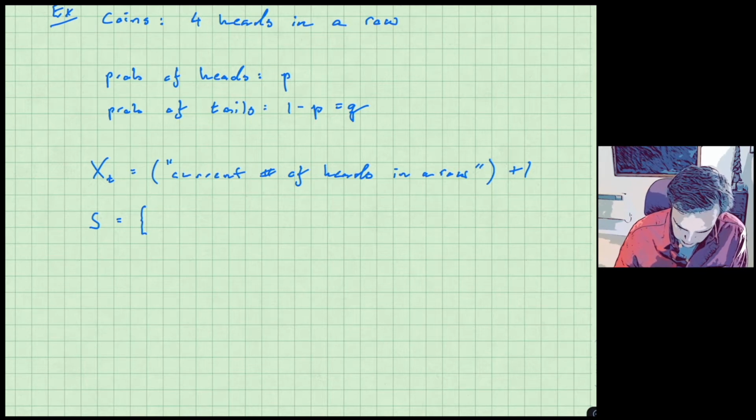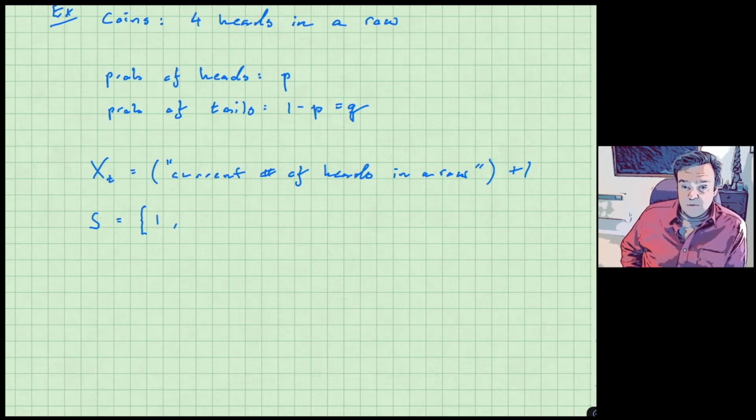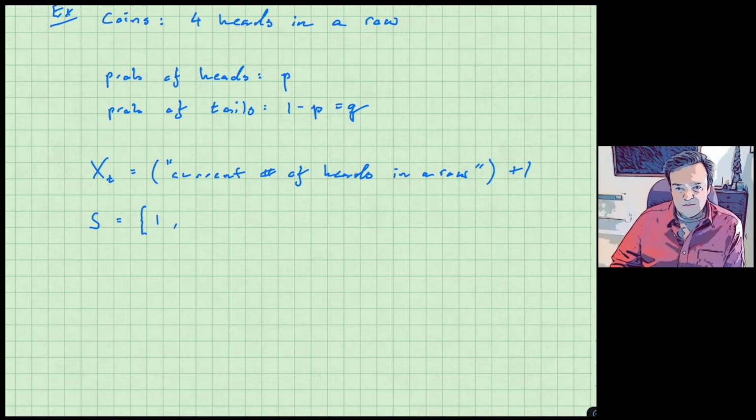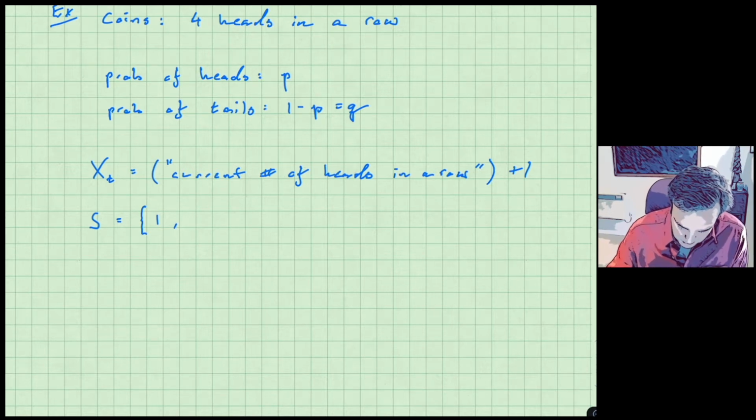right? So the state space is 1. When you have 1, that means you have no heads in a row. So that could be like the very first toss. You've not had anything. Or it could be way late in the game after 47 tosses when you were close to getting 4 in a row. And then you flip a tails, and now you're starting again with no heads in a row. And so you can have 2, and so on.